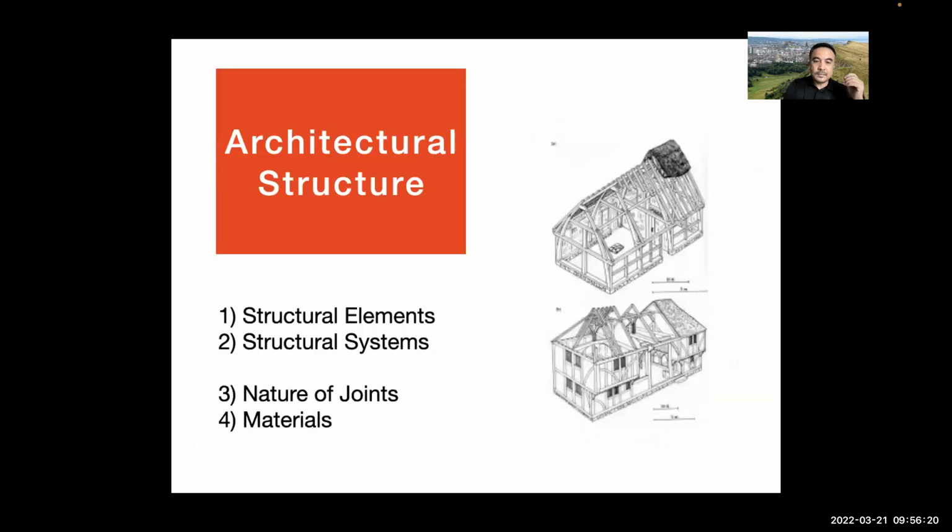Okay. Now in architecture, we have structural elements. You have to consider the nature of the joint: how strong is it, and what kind of materials were used. So, structural element and the system. If we look at this, we see a frame beam, we see a column, right? The system is frame, post and beam, right? What about material? Timber, okay? That's simple.